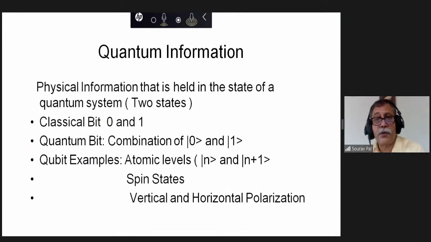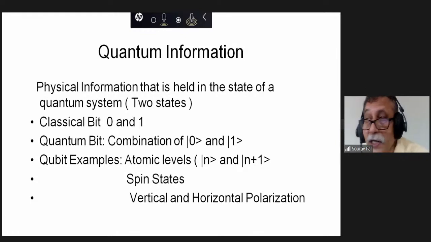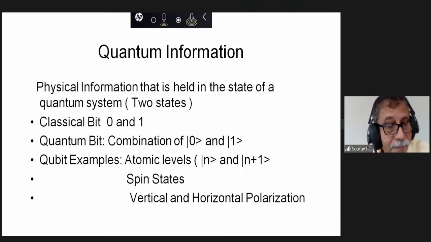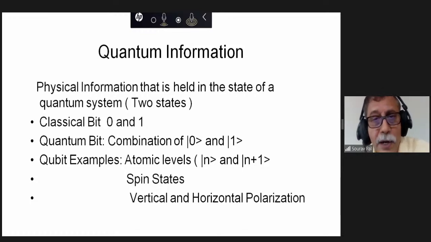I change gear to say how a quantum computer actually tries to solve the problem. Although, as I said, I'm not an expert on devising quantum devices, I must say that a quantum computer uses quantum mechanics, and that is where our interest lies. There are, of course, experts who must have come and talked about the quantum technology. But the important thing is to realize that all quantum information is physical information that is held in the state of a quantum system.